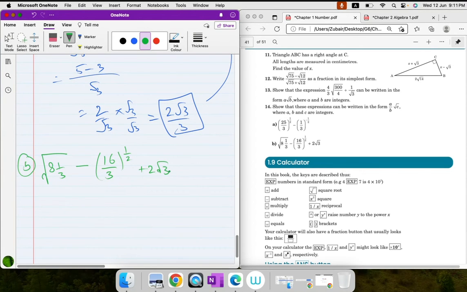Sir, I got it. It's 7 root 3 over 3. That's right. Ali, what about you?